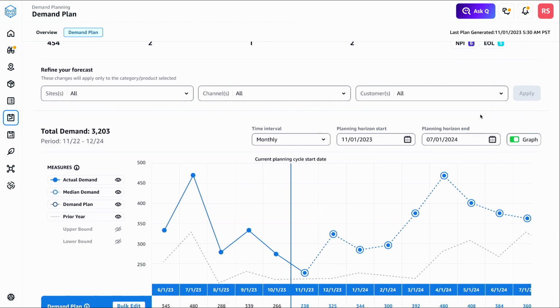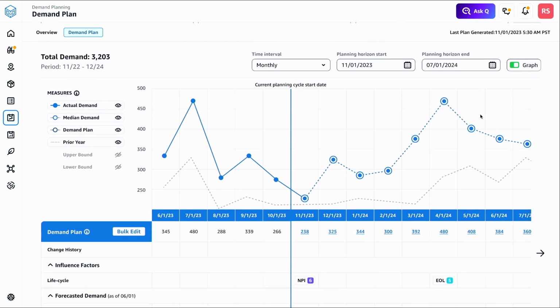Now, if I look at the result in the bottom of the screen, the application displays it both in a graphical format and in a tabular format. Notice how the application is also benchmarking the forecast against the prior time period's performance.